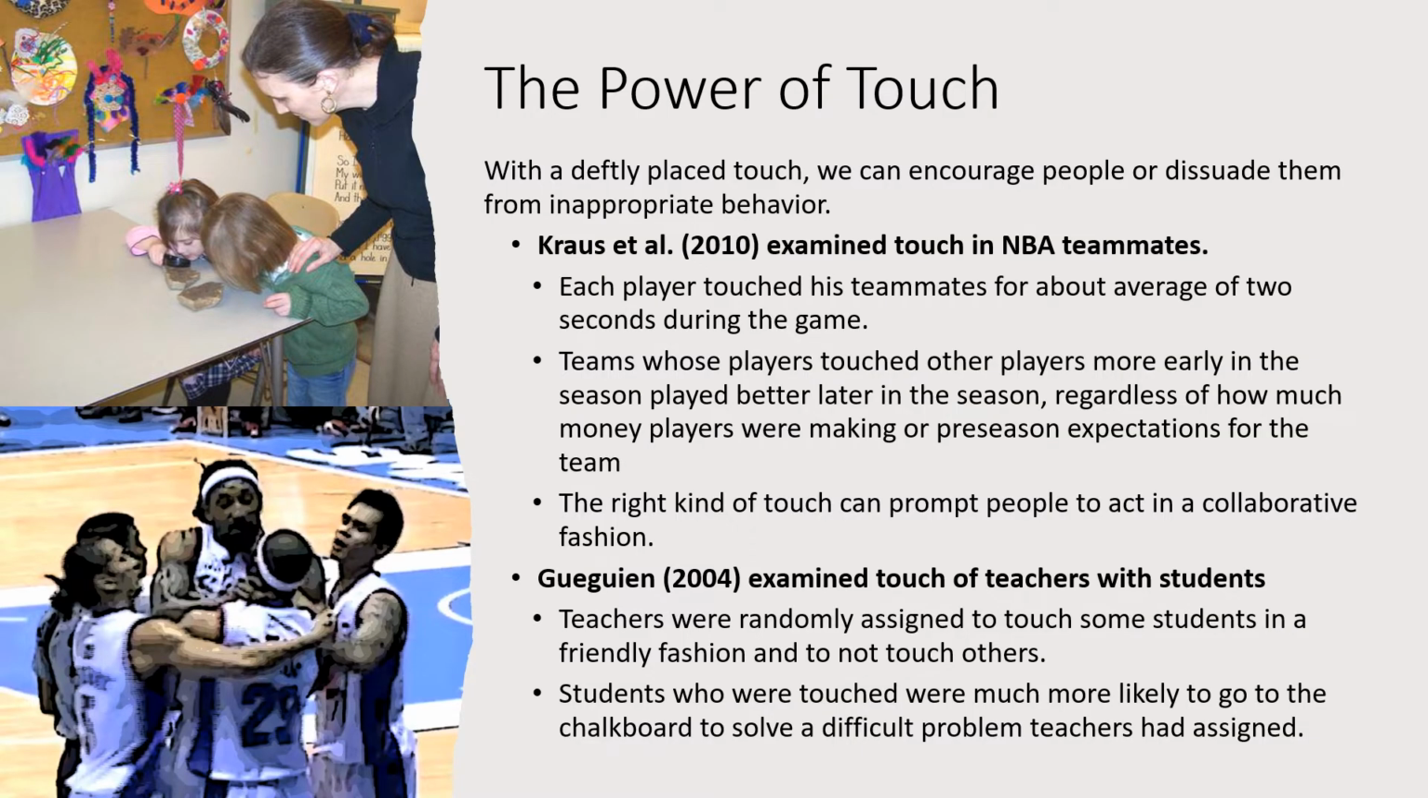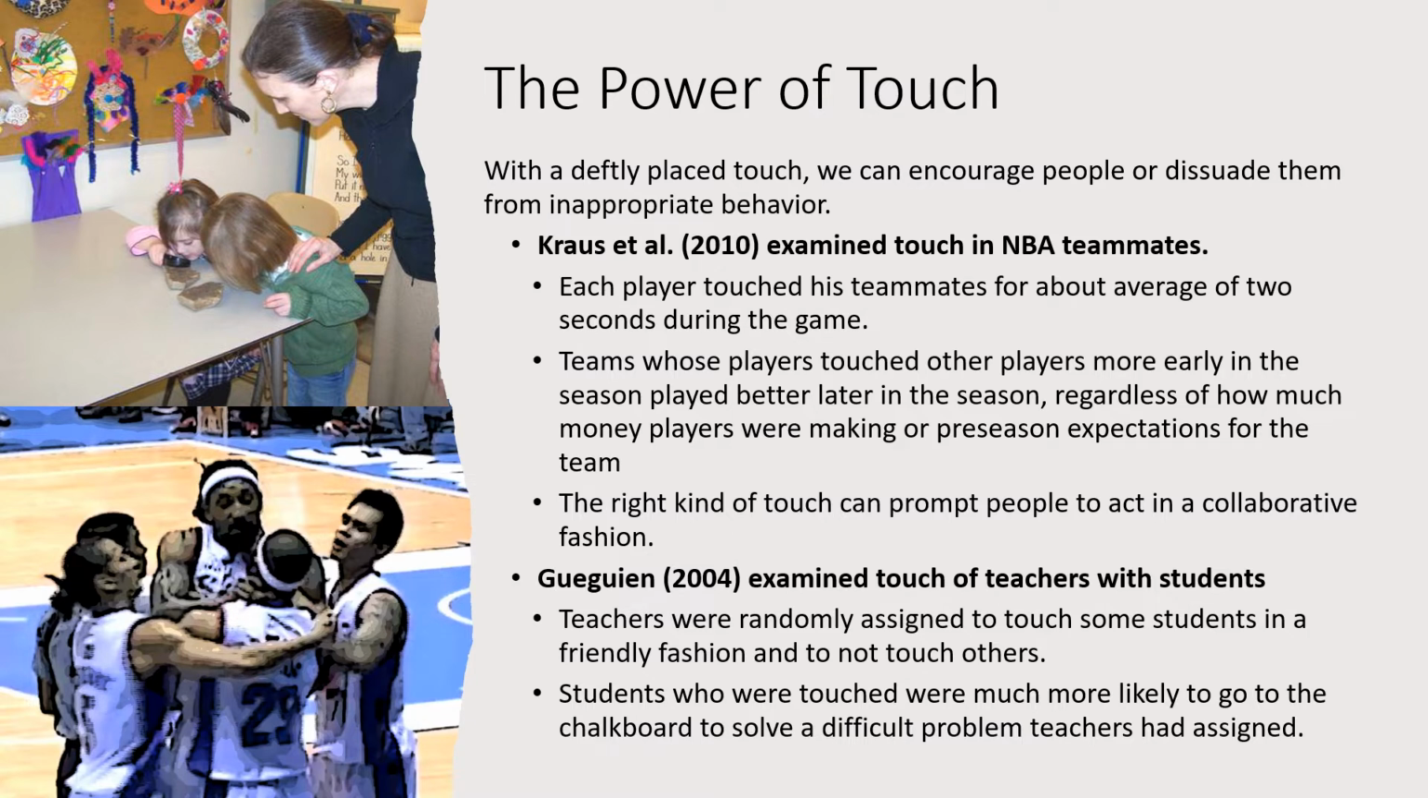So touch contributes to the creation of oxytocin. So the physical touch relates to oxytocin and promotes trust and intimacy in relationships. With deftly placed touch, we can encourage people or dissuade them from inappropriate behavior. When I see this, I often think of my brother shaking and shaking his legs in some sort of a, let's say, church or some sort of an event like that, and her just gently placing her hand on his legs as an indicator to calm him.